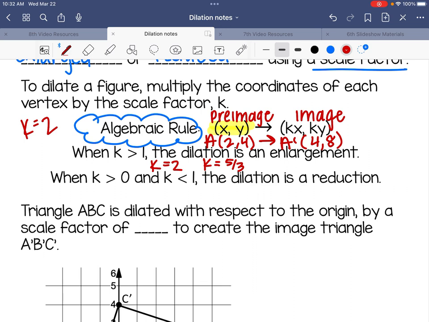The same when we want to find something between 0 and 1. K could equal 1/2. K could equal 0.5. So those are the same scale factor. One is just expressed as a fraction, one is expressed as a decimal. Or even 2/3. So again, it's still less than 1, so it would be reducing the pre-image or the original figure.